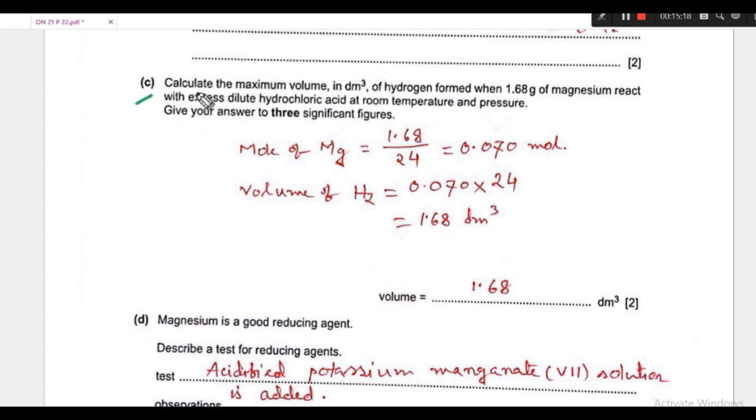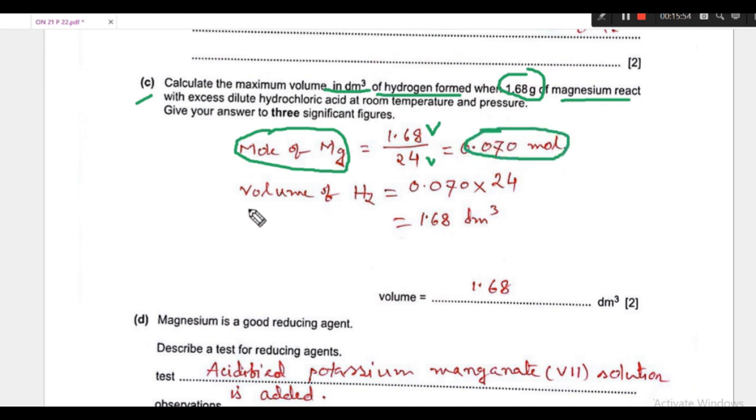Now calculate the maximum volume in dm cube of hydrogen formed when 1.68 gram of magnesium reacts. Magnesium mass is given. You are asking to calculate the volume of hydrogen. So as mass is given, you will use the solid formula. Number of moles of magnesium is mass of magnesium divided by molar mass of magnesium, 0.070 mole.